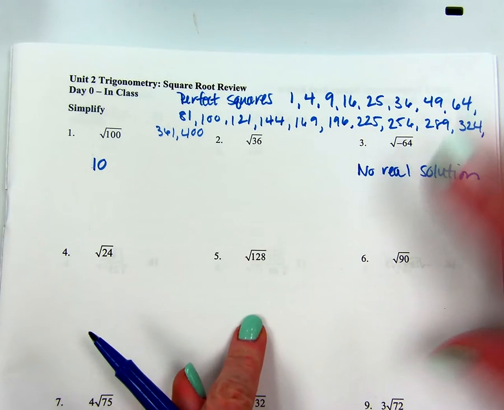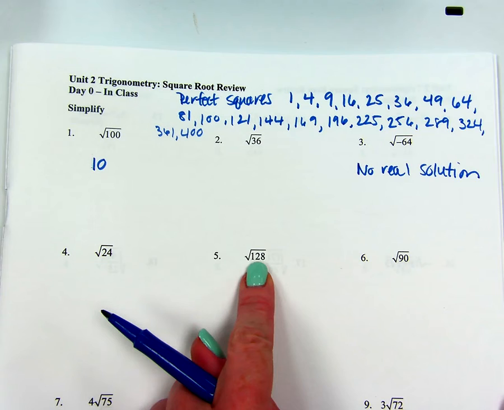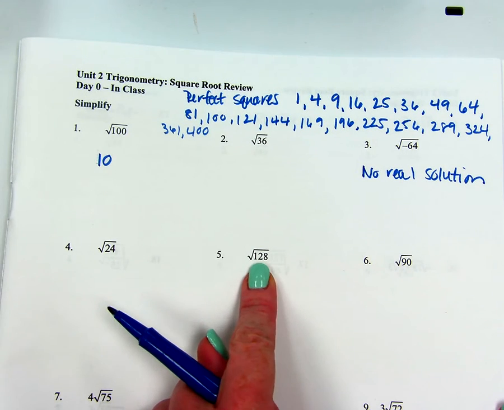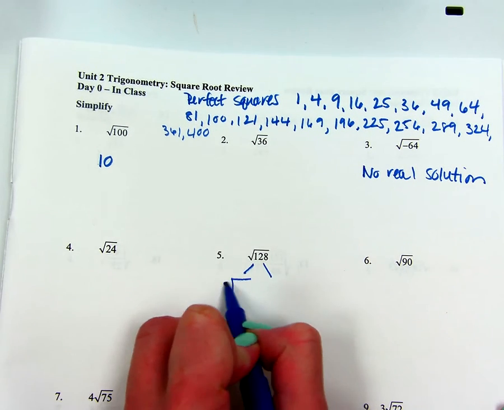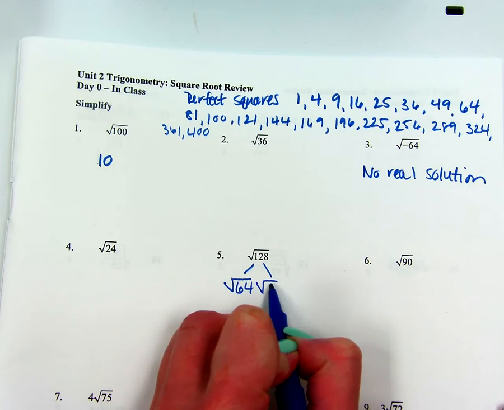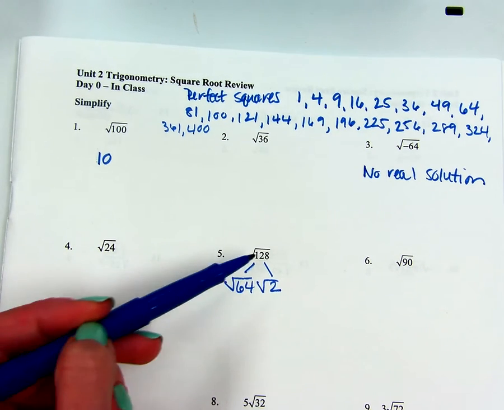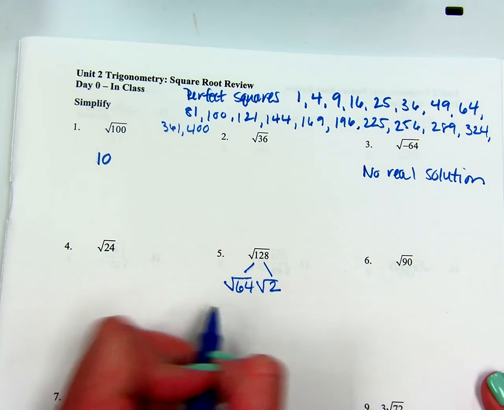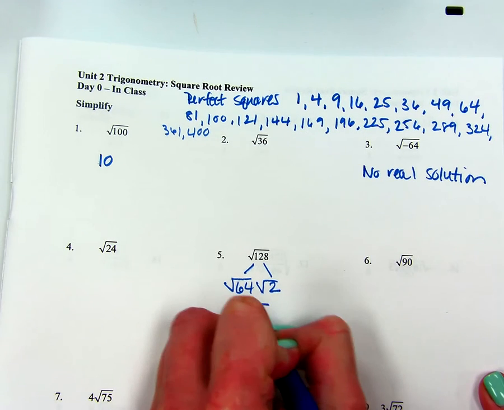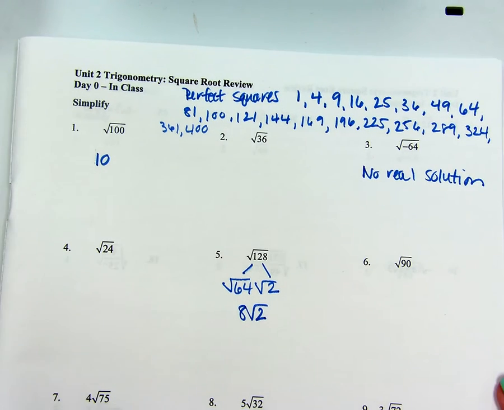And 5. It says what's the square root of 128? 128 is not a perfect square. So remember, this is when we're going to look for a perfect square multiple and then reduce down that way. So 64 is a perfect square multiple of 128. So we're going to take the square root of 64, and we're going to leave our root 2 on the inside there.